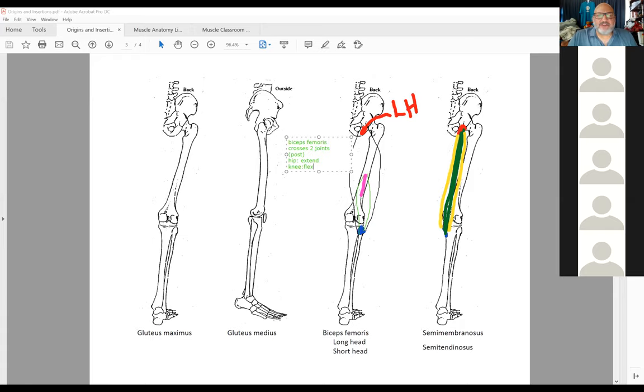How many more actions does this muscle have? How many actions total does the biceps femoris have? Three. Excellent. So again, action one is to extend the hip. Action two is to flex the knee. And as was mentioned, the third action, because of the way it is angled, when it pulls on the leg, it is going to rotate the leg this way. Since this is a posterior view, that means the anterior surface of the femur is going to turn outward. And so that third action is a lateral rotation of the leg.